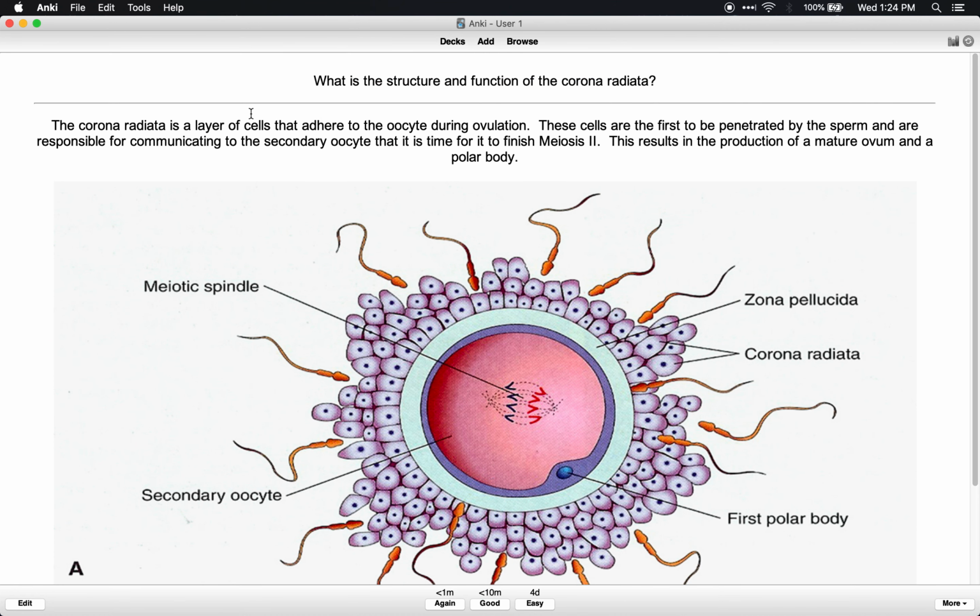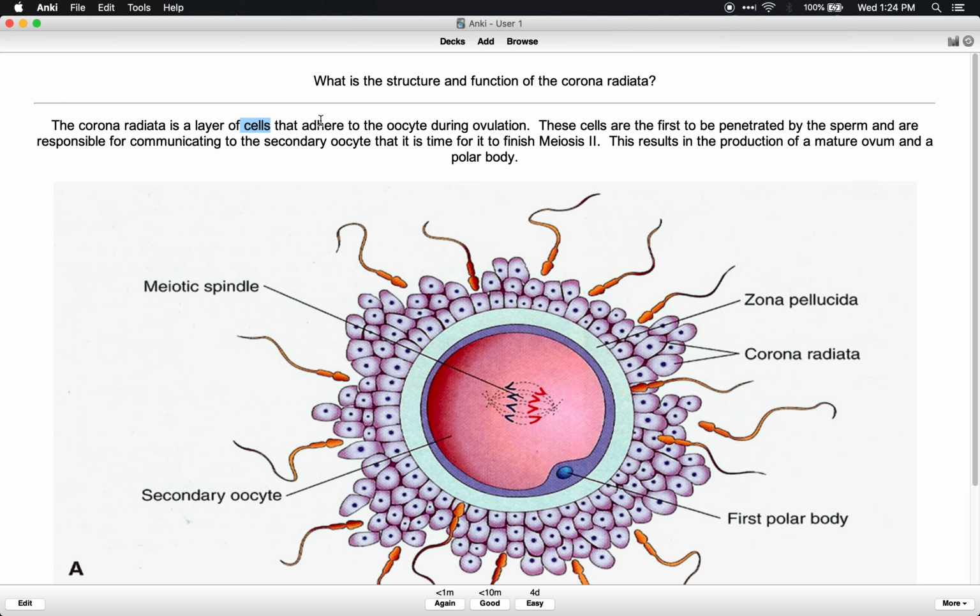What is the structure and function of the corona radiata? I think it surrounds the follicle. Oocyte. Layer of cells that adheres to the oocyte during ovulation, and these are cells that are the first to be penetrated by sperm and responsible for communicating to the secondary oocyte that it's time to finish meiosis 2. Production of mature ovum and a polar body. That's a lot to take in.